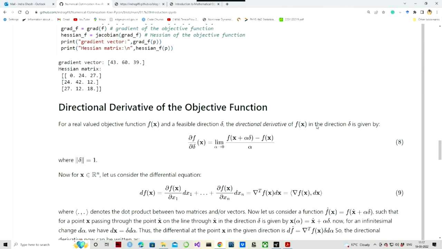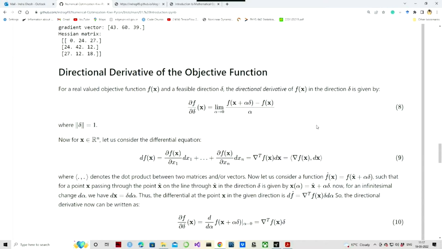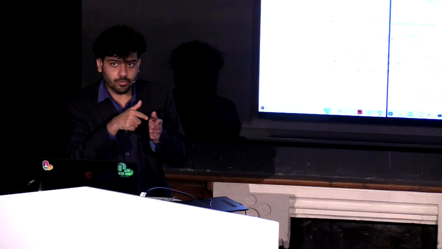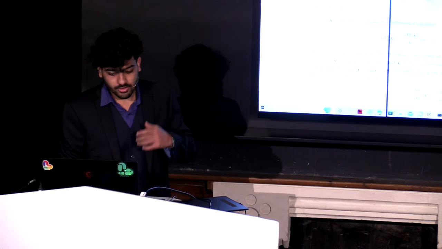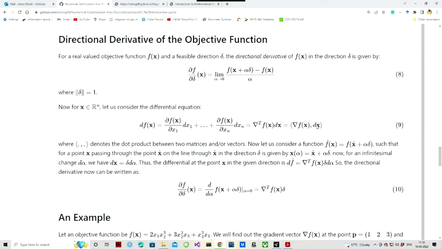Now the most important part of this optimization concept is that you have to calculate a value called the directional derivative. We use the directional derivative in calculating the direction at which the minimization happens when it follows some steps. I'll show that in the upcoming slides, but for now we only deal with this term called the directional derivative.